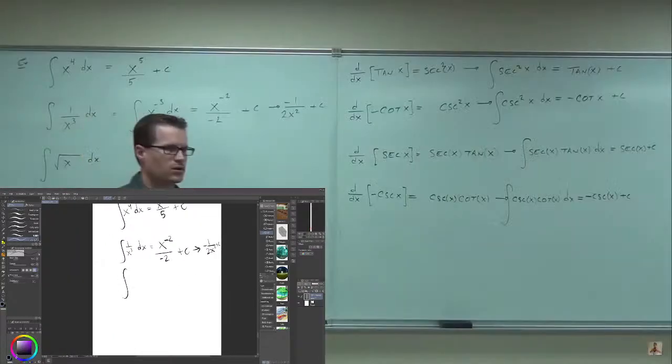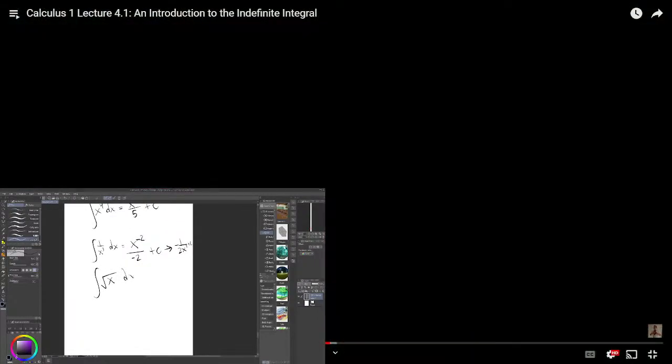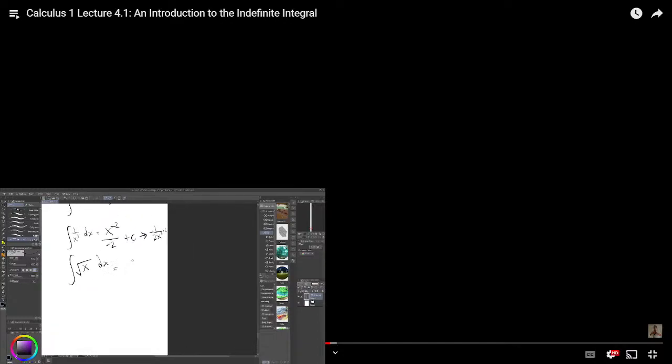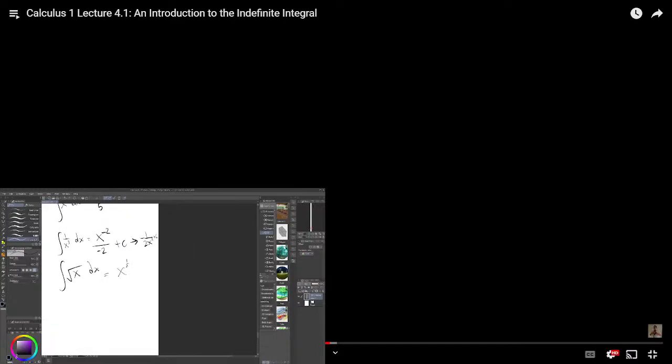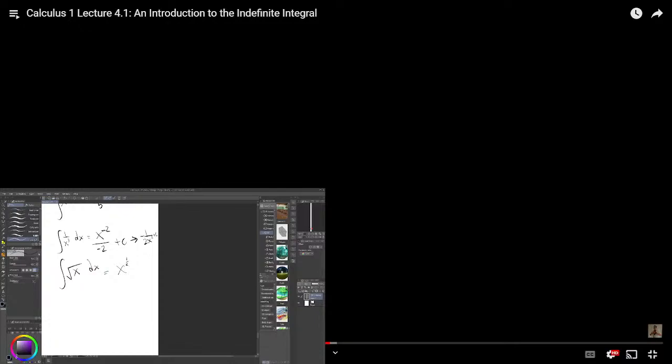Okay, is that in your table? No. Make it fit your table. It's easy. So this is x to the 1/2. Add 1. 3 over 2, over 3 over 2. 2x to the 3 over 2, over 3. I think.